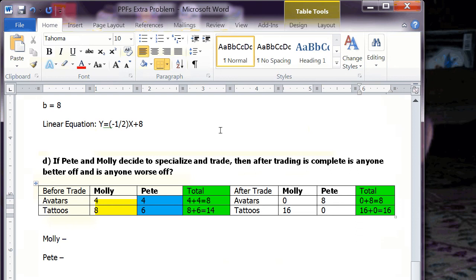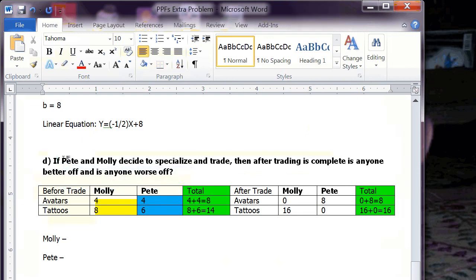But that's not the only goods in this wherever Pete and Molly live. So maybe in their own country, I don't know. So then we say, okay, well, if they're not any better off or any worse off with avatars, what about tattoos? So before they traded, they had 14 tattoos in the market. After they traded, they have 16 tattoos in the market. So they're actually better off after they trade in the market for tattoos. So we would say that Molly is better off and Pete is better off.